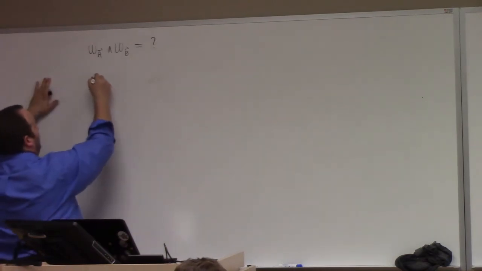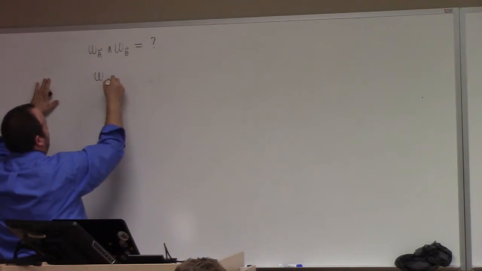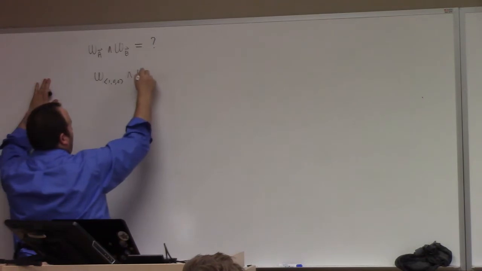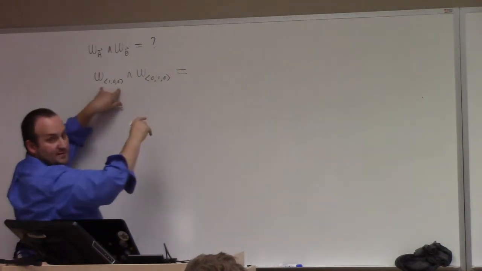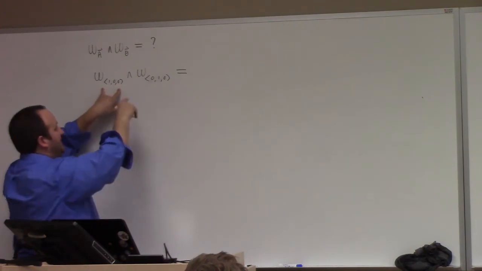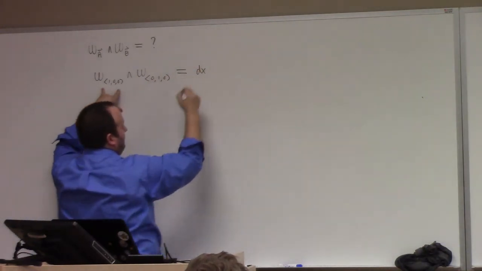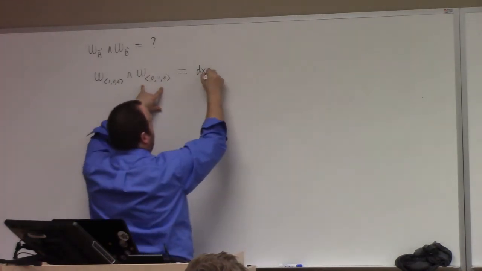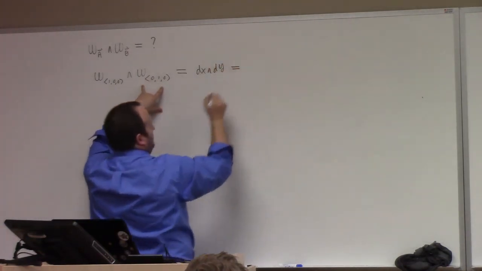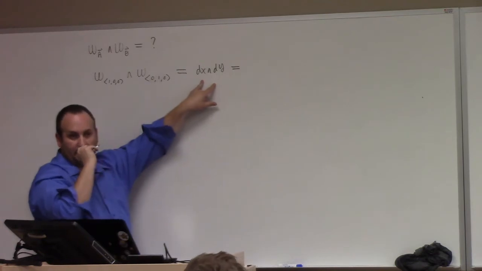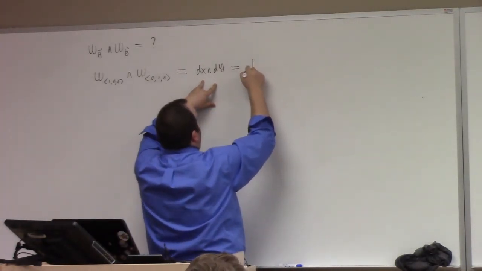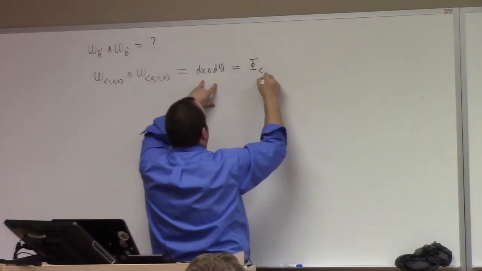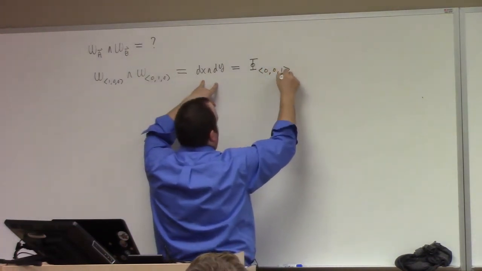Here, let me try a simple one. How about this? Omega of (1, 0, 0), wedge the omega of (0, 1, 0), right? So what's this one? That's exactly dx, right? Wedge with dy, which is the flux form of what? What vector? According to our definition.